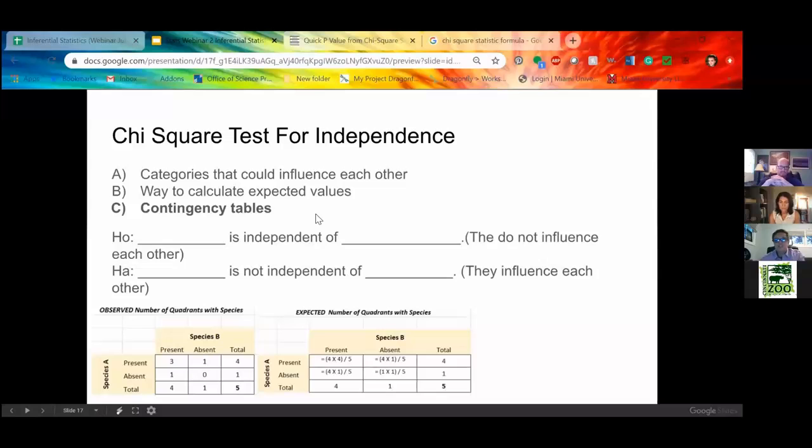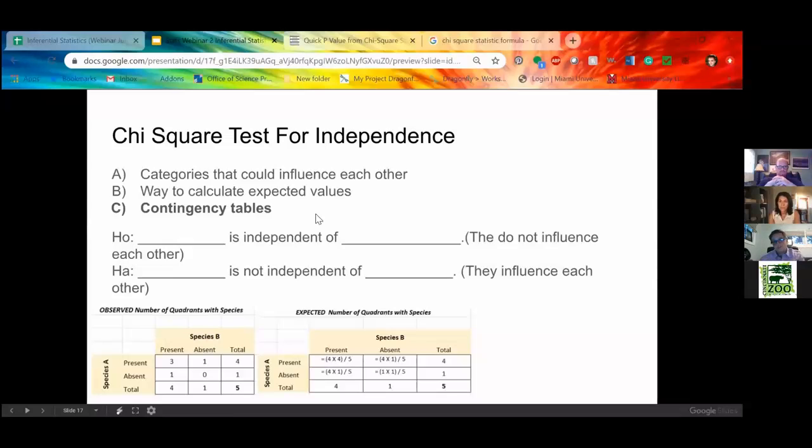A contingency table is also known as a two-way table sometimes. It's really just helping you organize your data so that you can continue to perform the chi-square test on variables that could be independent. So for this, and it's similar, our null hypothesis is that these two things are independent. Plant A, species A, is independent from species B. They can be wherever, they're not related.